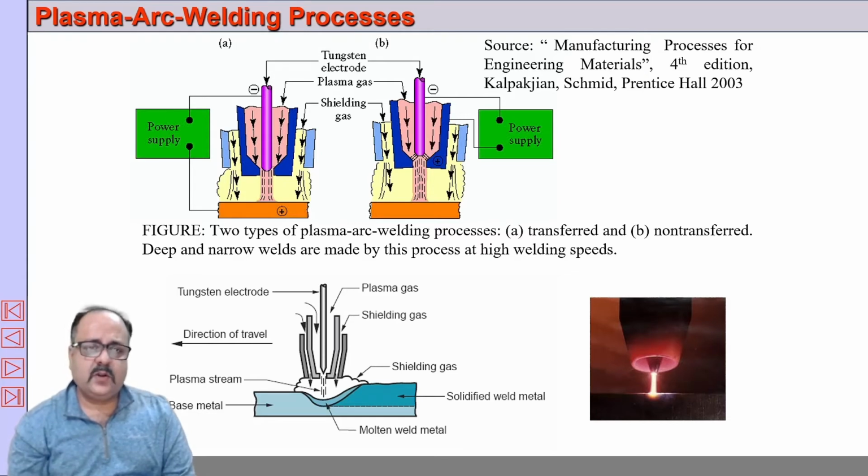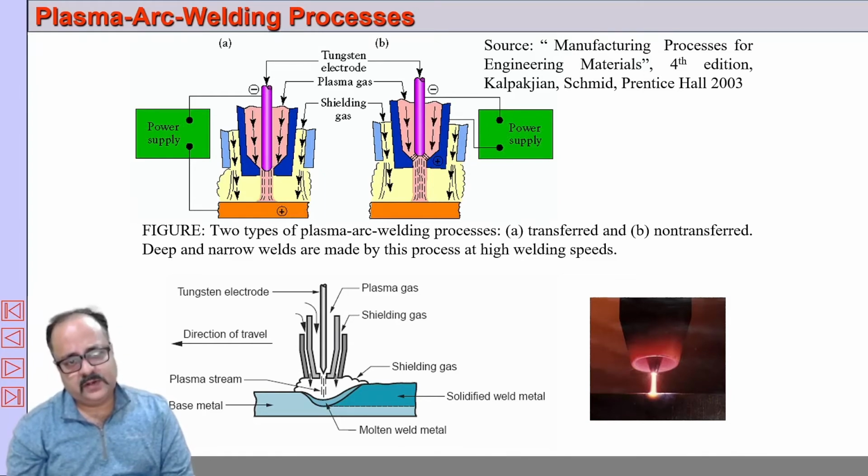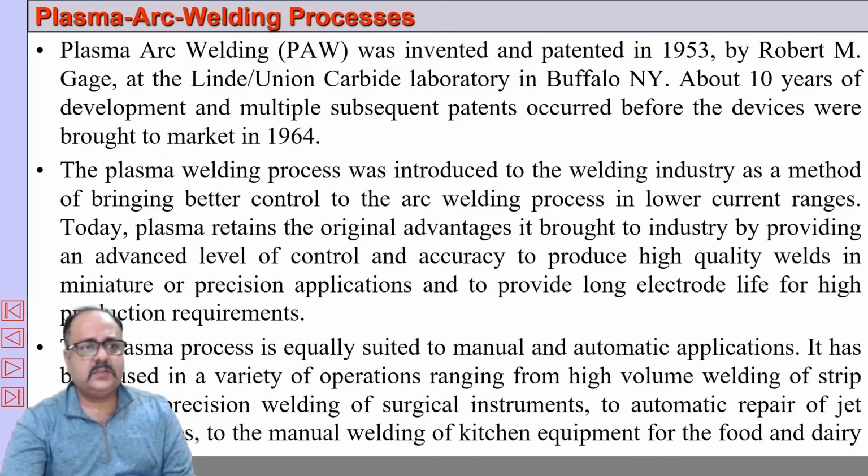The electrode is a non-consumable electrode. If you require additional material, it has to be supplied separately, but mostly we are interested in thin plate joining, so additional material is okay. Plasma arc welding was invented and patented in 1953 by Robert M. Gage of Linde Union Carbide Laboratory, New York. About 10 years after this patent, it became commercially available from the 1960s, or 1964 to be precise.